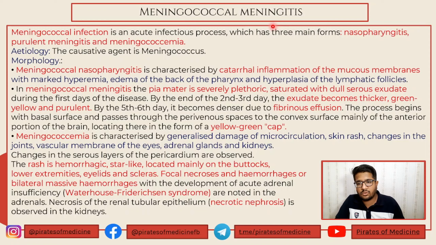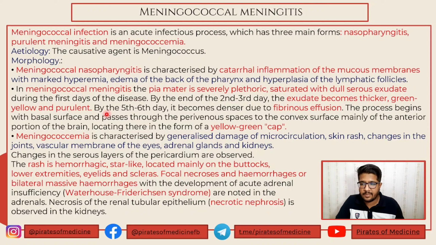Now, meningococcal meningitis has three morphological forms. First of all, nasopharyngitis, then purulent meningitis, and meningococcemia. Causative agent is obviously meningococcus. Now, in nasopharyngitis, you can obviously understand that the nasopharynx is involved. There is catarrhal inflammation of the mucous membrane of the nose and the pharynx.